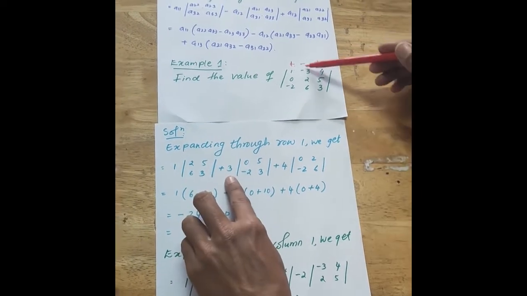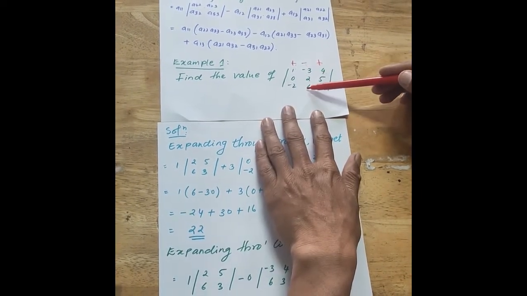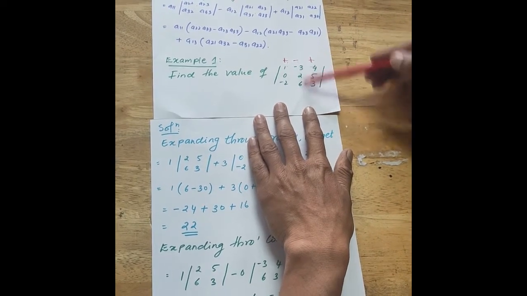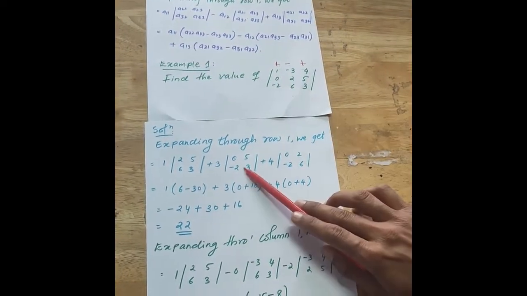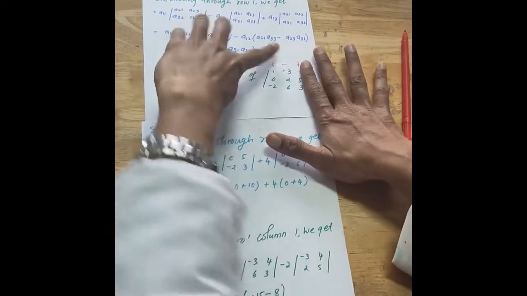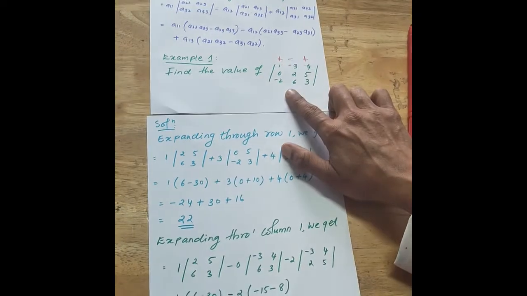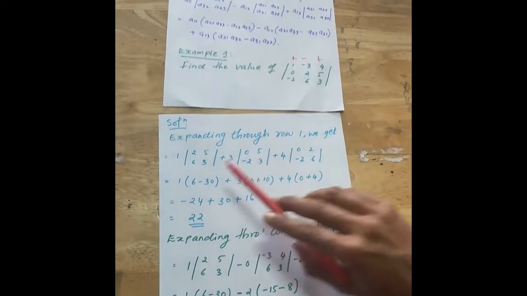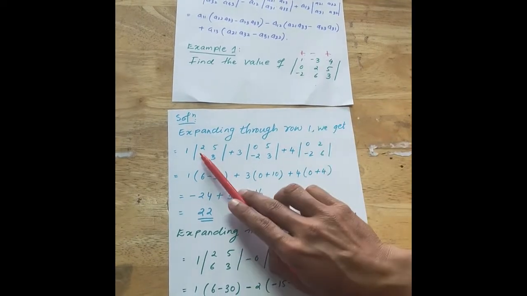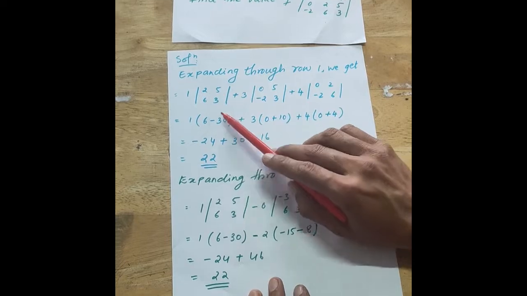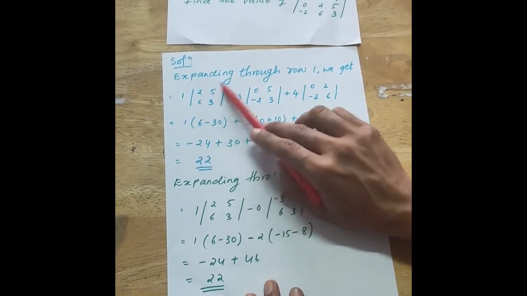Then plus 3, so it is in the first row and second column. So first row and second column will go, the remaining elements you write here. Plus 4, so you are covering up this and this one here, right? So you are coming with 0 2 minus 2 6. Now you have converted this 3 by 3 into 2 by 2 determinants. Now find the value. So 6 minus 30 here, you are finding this value.